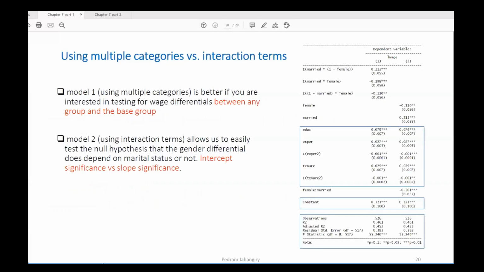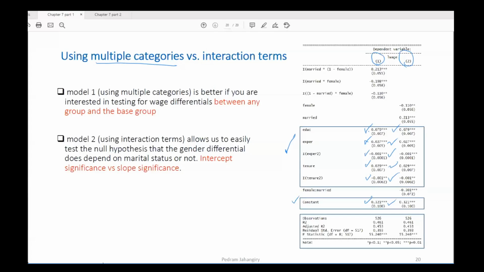So when should you use model number 1? When should you use model number 2? Model number 1 is the one where we use different multiple categories: married male, married female, and single female. Model number 2 is the one where we use the interaction term. First thing that I want you to notice is that the coefficients for the rest of the variables, which have nothing to do with either gender or marriage, don't change. Look at that. This number is exactly equal to this one. In terms of the constant, again, exactly the same.